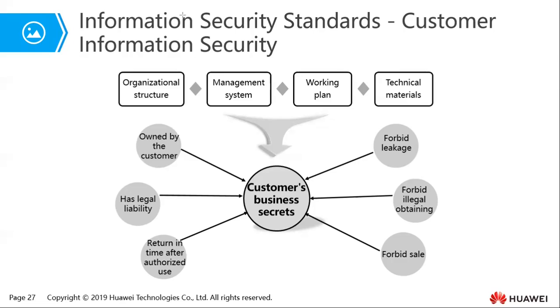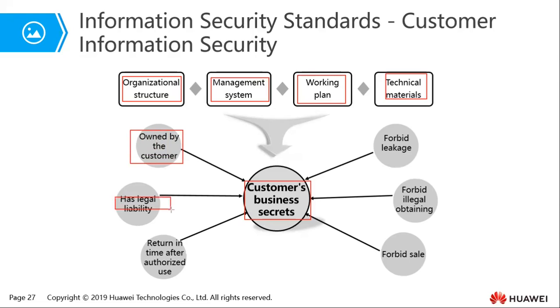Most of the information of any enterprise is considered a business secret, including but not limited to the organizational structure, the management system, the working plan, the technical materials, etc. There are some of these things that you might be exposed to while implementing the project, but you are not supposed to reveal them. Customer business secrets are owned by the customer.